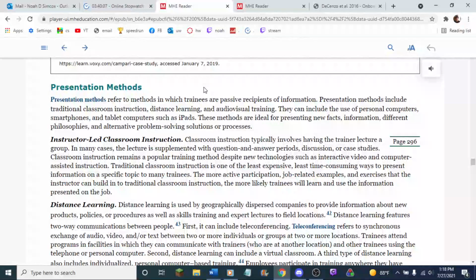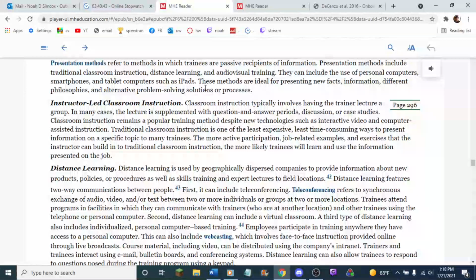Presentation. Instructor-led classroom instruction.